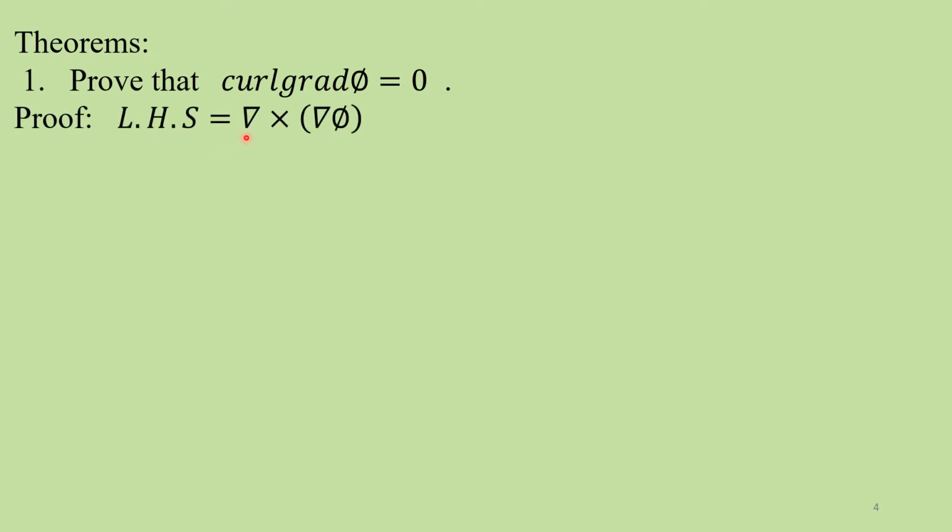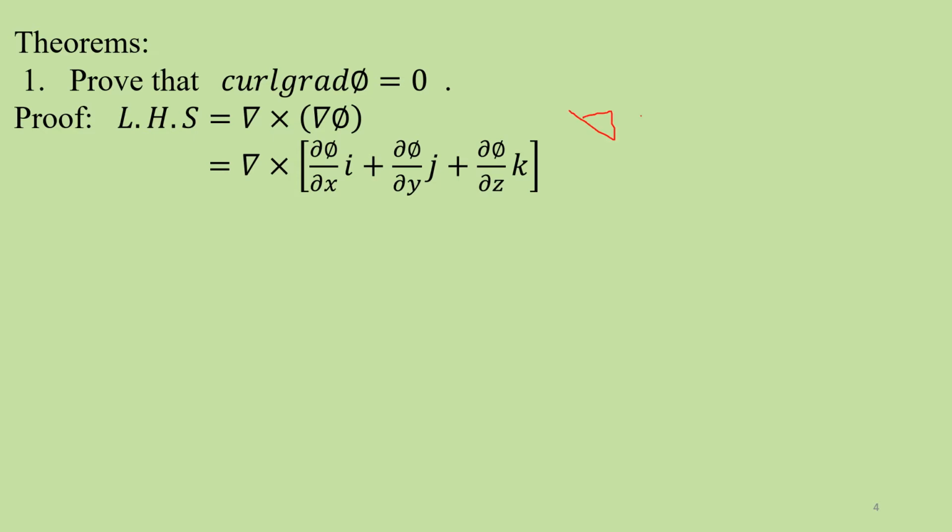So take the LHS, that is del cross del phi, where del is the operator i ∂/∂x plus j ∂/∂y plus k ∂/∂z operating on a scalar, that is the gradient. So that is nothing but ∂phi/∂x i plus ∂phi/∂y j plus ∂phi/∂z k. Now del cross a vector, this is a vector quantity, so we know that del cross f is obtained as the cross product, which is nothing but the determinant of i j k, where the second and third rows are the components of del and vector f.